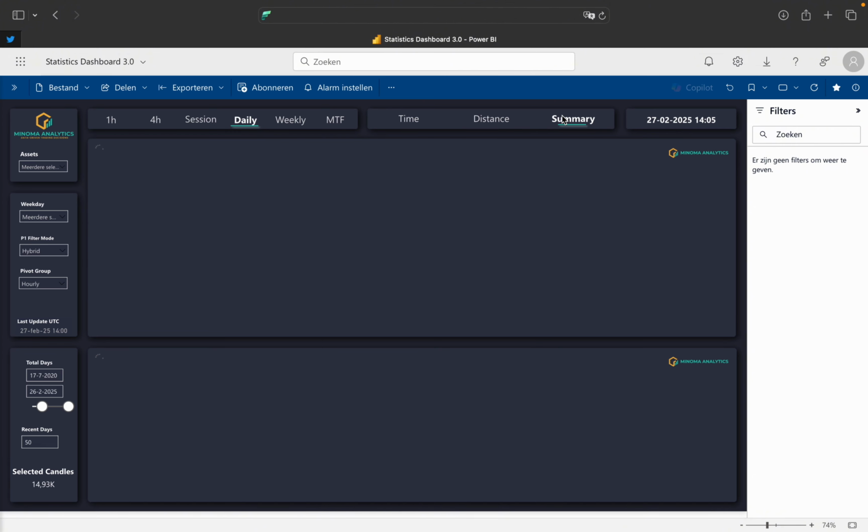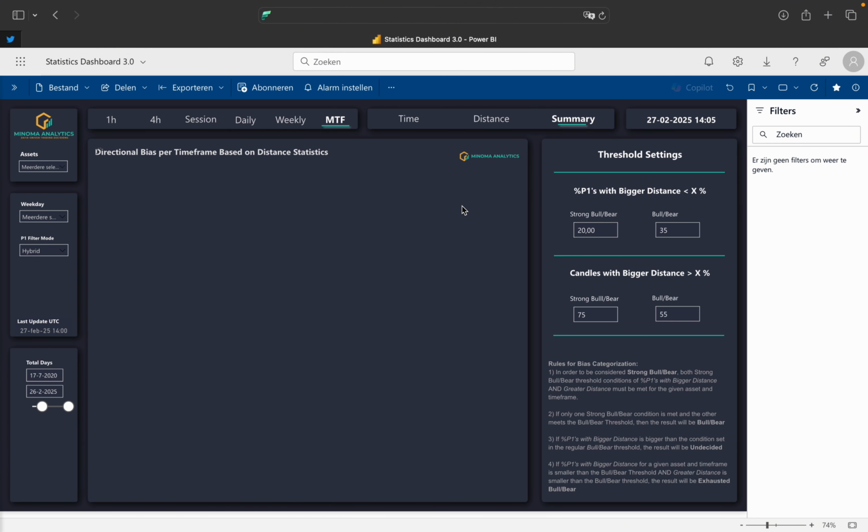Another way I use distance statistics to my advantage, and in my opinion the best way, is the dashboard. This is what I share every day in the Discord server. So make sure to join the server so you can get updates every day on the statistics. If it wants to load, I can show you that.